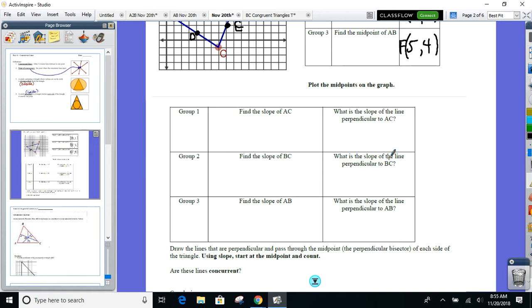All right, here we go. Let's get going. Groups in the back, what'd you guys find for the slope of AC? Negative 2 over 3. Everyone's good back there. Let's copy it down, and that's correct. Negative 2 over 3. So what would be the slope perpendicular to AC? Positive 3 over 2. Good.